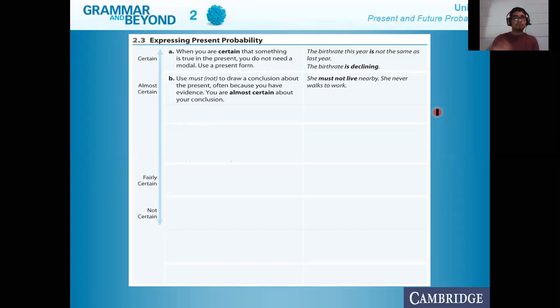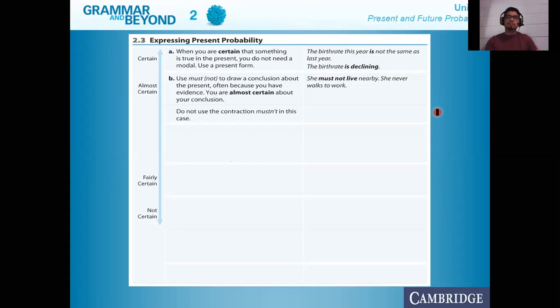Probably they come to work from Santa Ana or from San Miguel or many other places from El Salvador. So we have that evidence to determine, and we're almost certain that she doesn't live nearby. We were talking about San Salvador. She doesn't live in San Salvador.